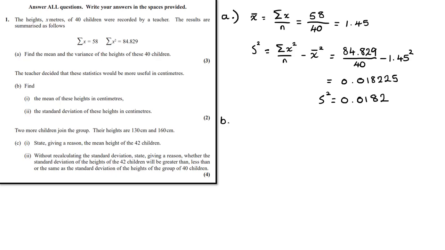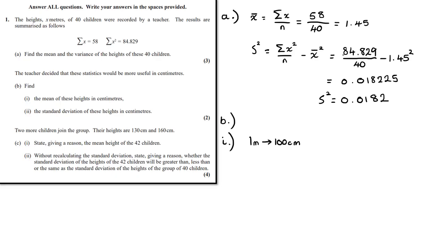For part B now, we're told the teacher decided that these statistics would be more useful in centimetres. The first part here is asking for the mean of these heights in centimetres. We worked out the mean here, but this was for metres: the mean height is 1.45 metres. To convert from a metre to a centimetre, we know that 1 metre is simply 100 centimetres. Hopefully you are familiar with that if you're doing A-level maths.